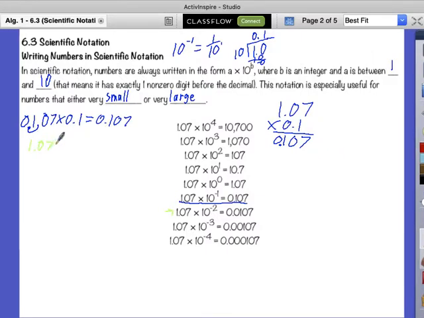So I do the next problem. 1.07 times, well, let's figure out what 10 to the negative second is. 10 to the negative second is the same thing as 1 over 10 to the second, right? Or 1 over 100. 1 divided by 100. We can do that math just like we did here. We have to add a decimal point and 2 zeros. How many times does 1 go into 100? Once. So we end up getting 0.01.